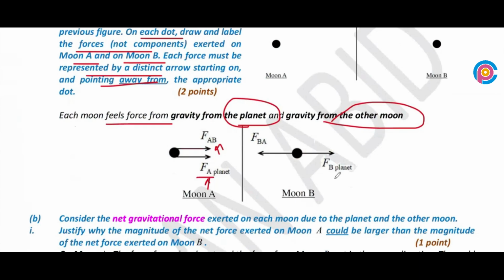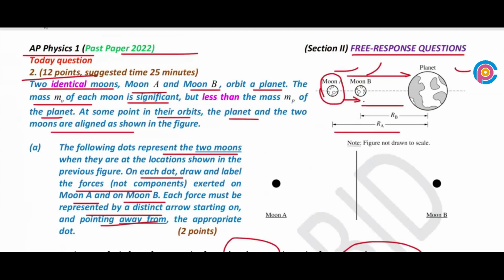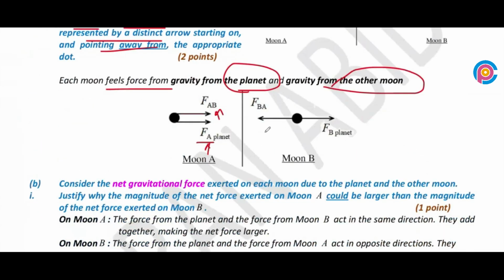But in the case of moon B, we have a different scenario. The planet is also exerting a force of gravity and moon A is also exerting a force of gravity on moon B. So I have drawn for B two forces: one from moon A to B, and one from the planet to B. So those are two forces acting in opposite directions.